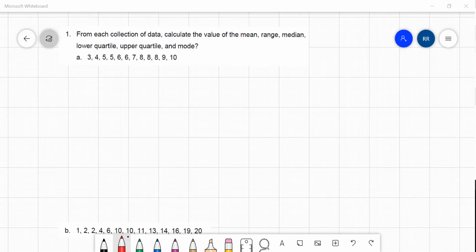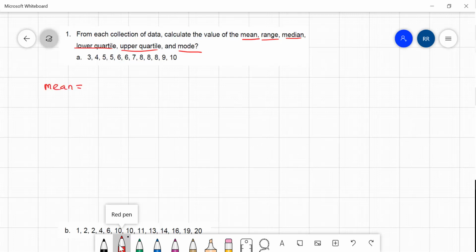So number 1, the question is, from each collection of data, calculate the value of the mean, range, median, lower quartile, upper quartile, and the mode. So we have a singular data here. Let's say it's discrete data, and we want to calculate all of these, right? Okay, so let's start one by one. Let's start from the mean first.